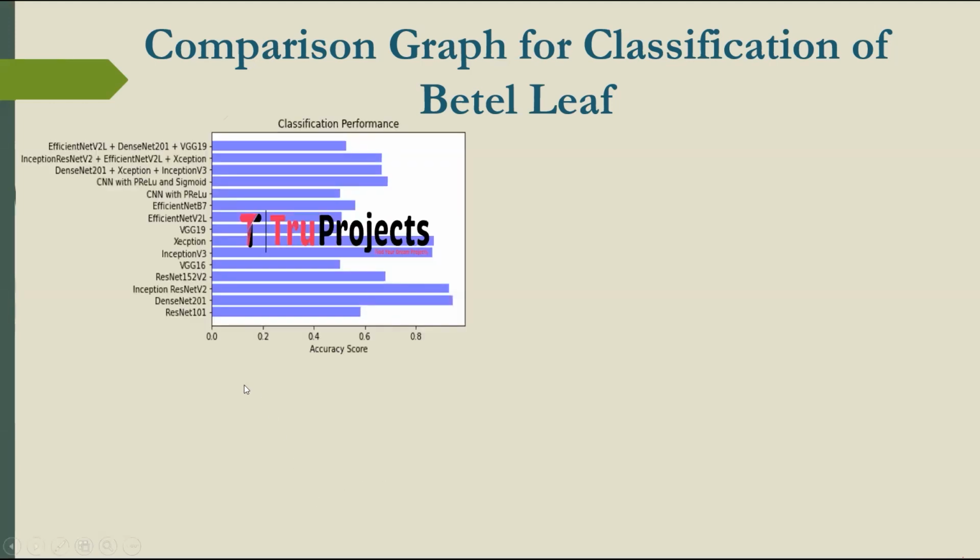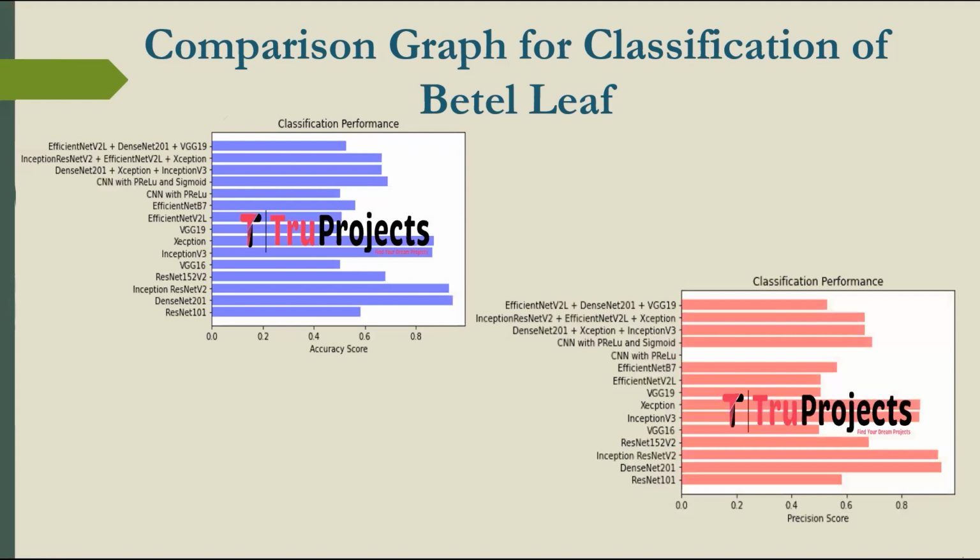This is accuracy comparison graph. X-axis represents accuracy score for each algorithm and on y-axis we have algorithm names. Similarly, we will have for other graphs also. Accuracy measures the overall correctness of the model by calculating the ratio of correctly predicted instances to the total instances. This is precision score comparison graph. It evaluates the accuracy of positive predictions made by the model. It is the ratio of correctly predicted positive instances to the total instances predicted as positive.